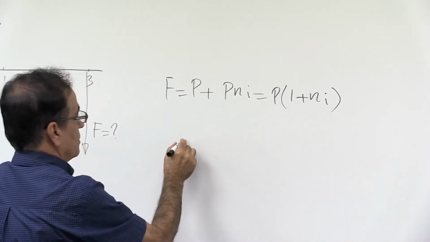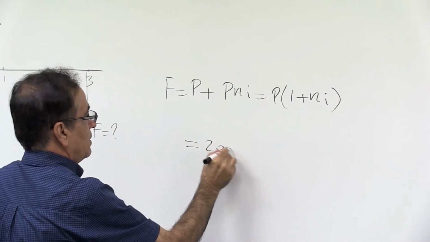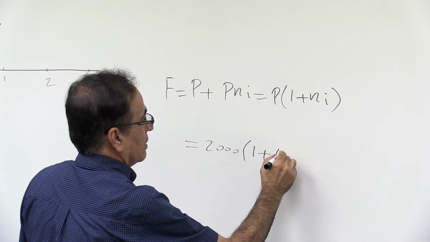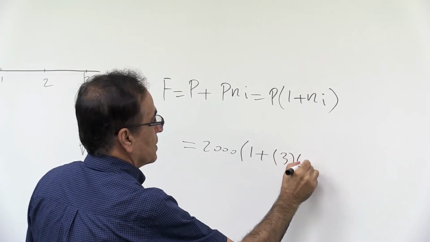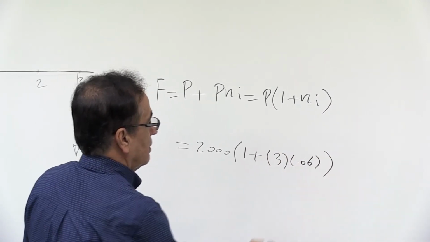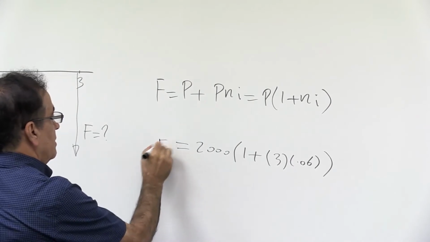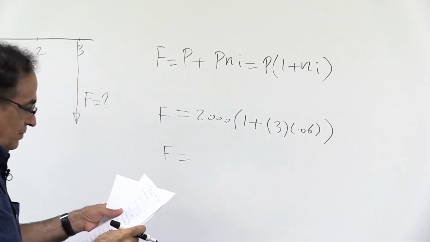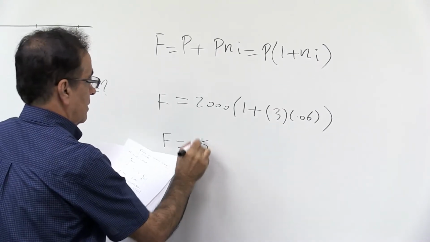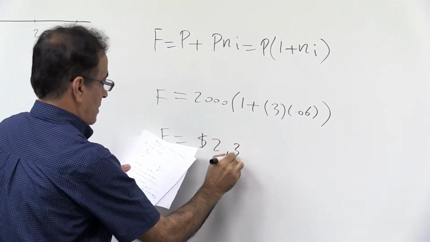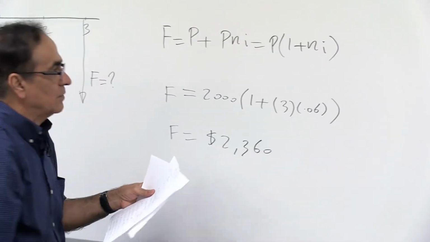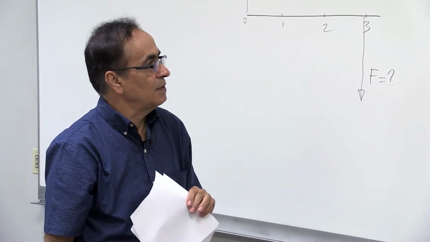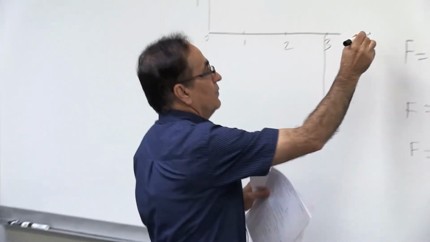Now I'm going to substitute. The P is 2,000, the number of periods is 3, and the interest rate is 6%. If you do this, the F value is going to be equal to $2,360. So this is if you are using simple interest. That's part A.